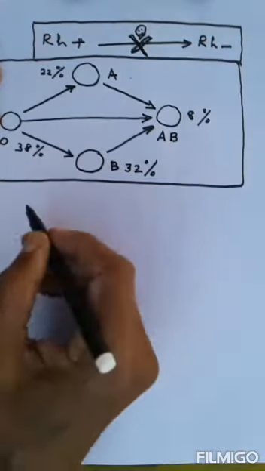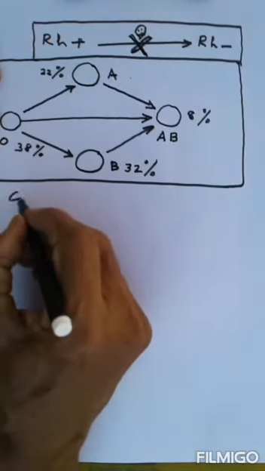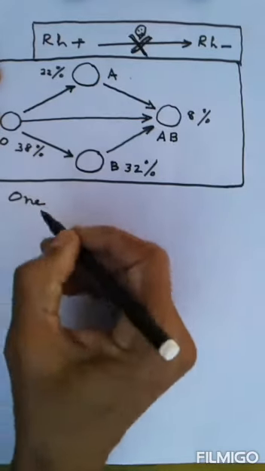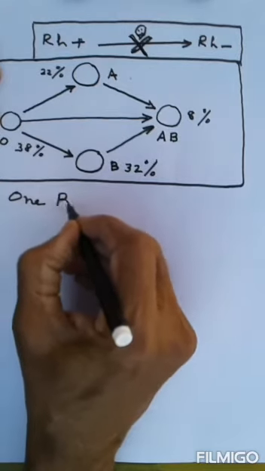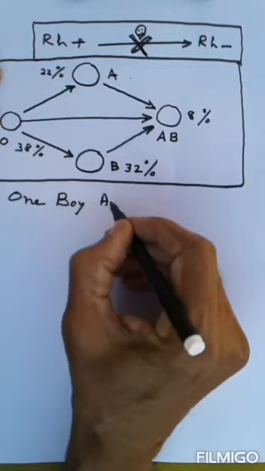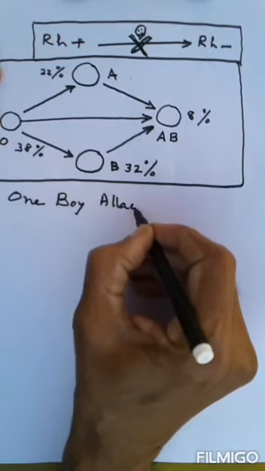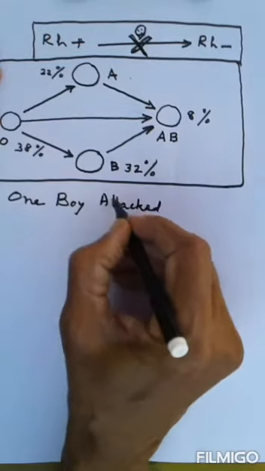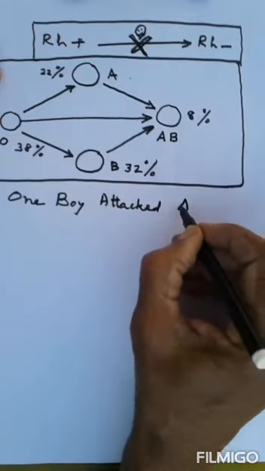So remember the mnemonic: One boy attacked Abraham.